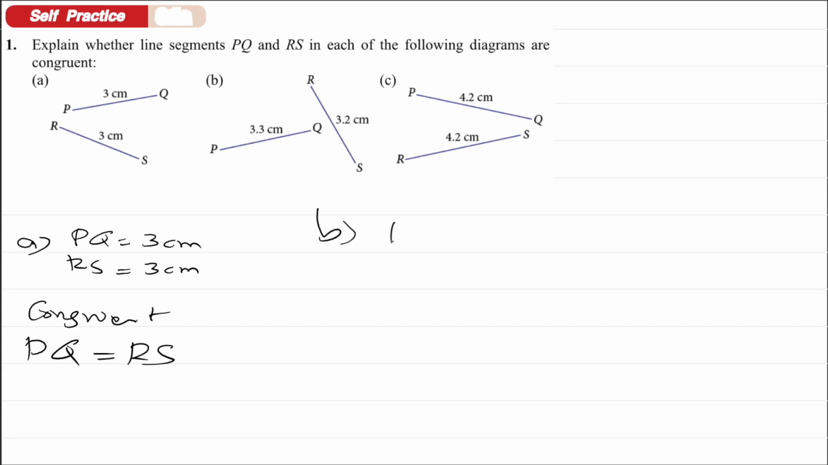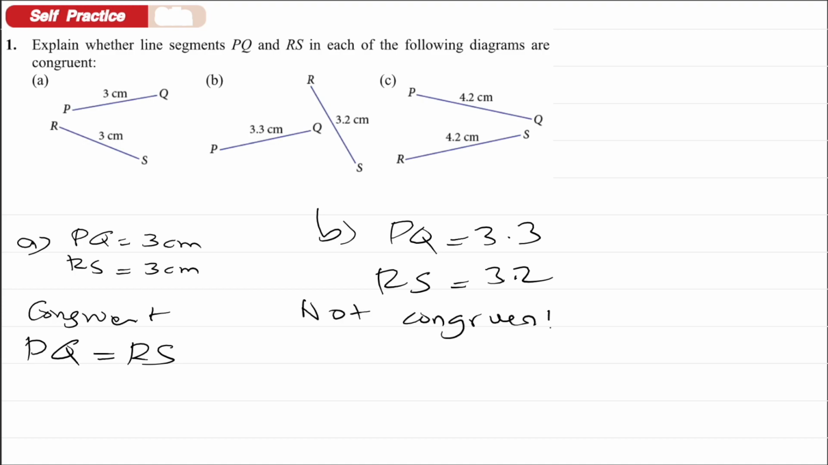Tengok B pula. PQ is 3.3 but RS is 3.2. Dia tak sama. Dia punya measurement tak sama. So dia bukan congruent. So not congruent. Why? Because PQ is not equals to RS. Macam tu sahaja. Okay? Tengok angle pula.